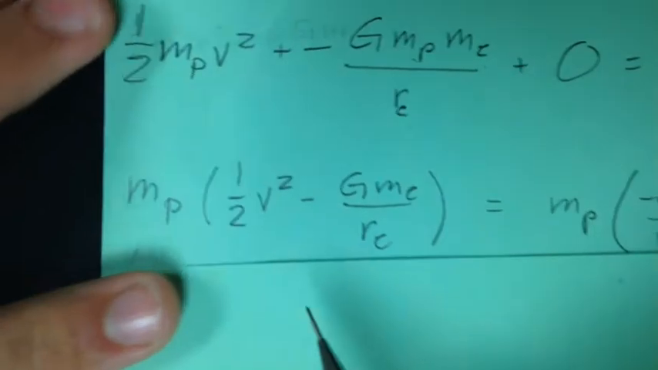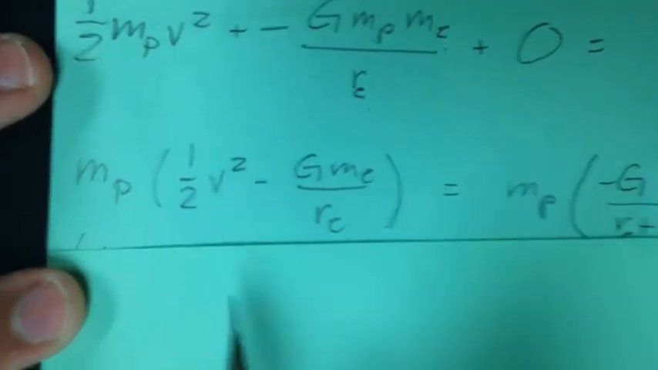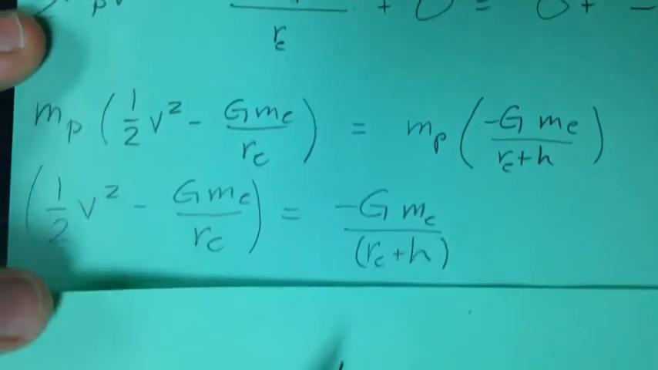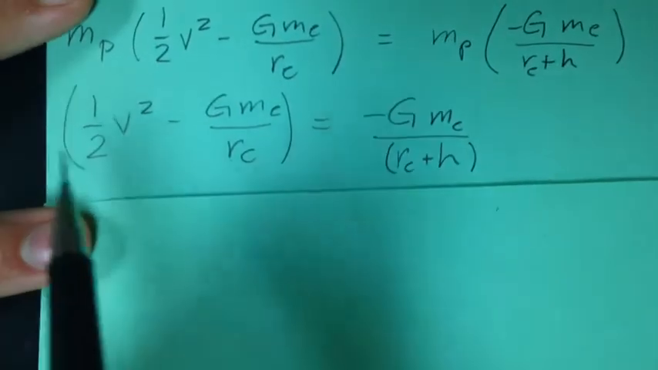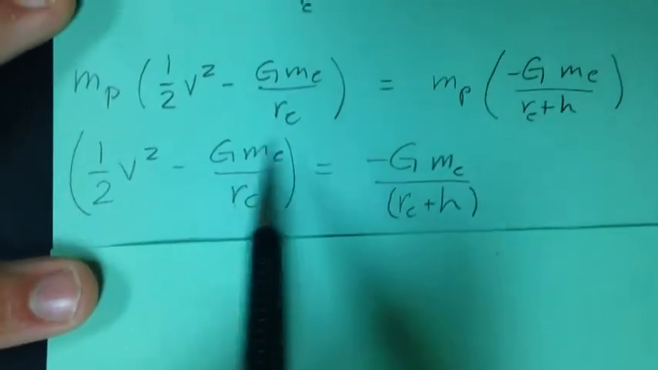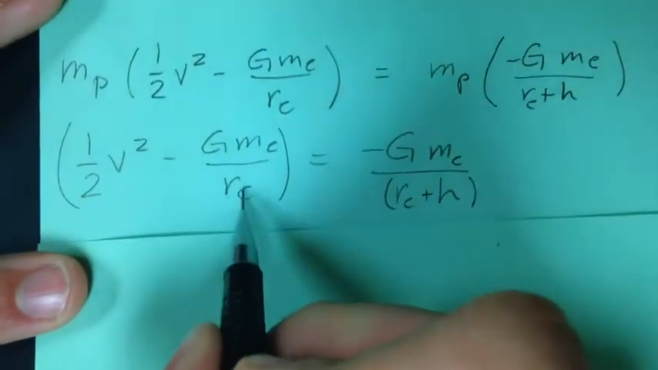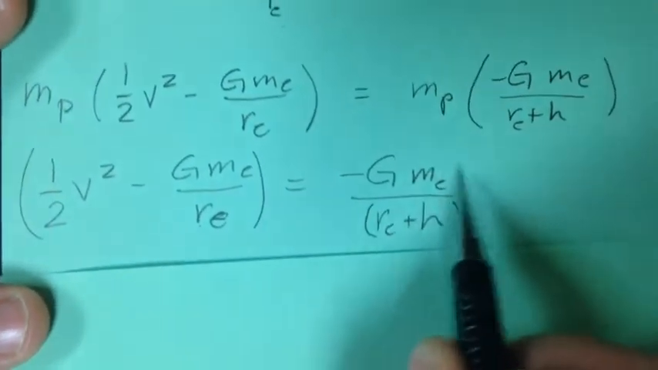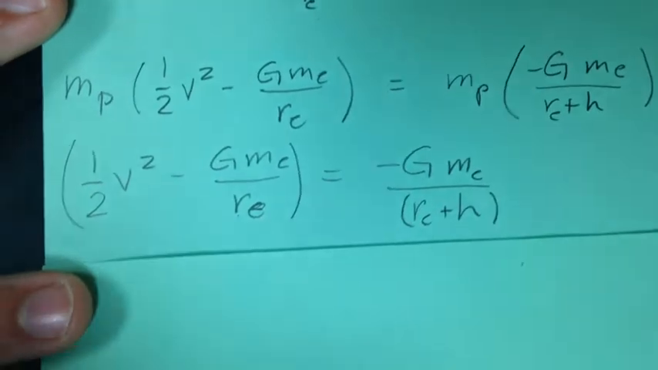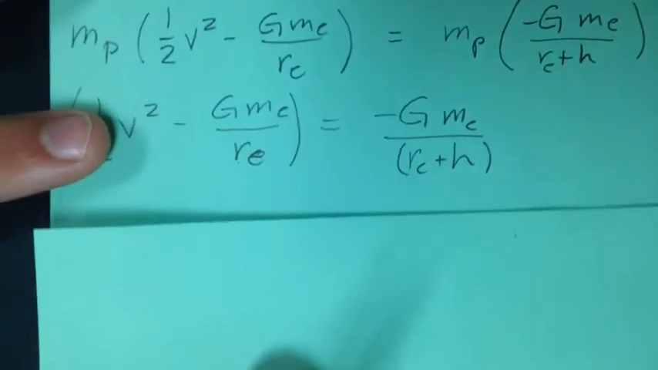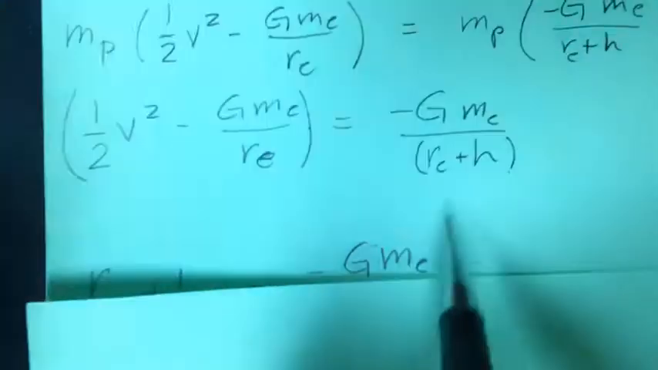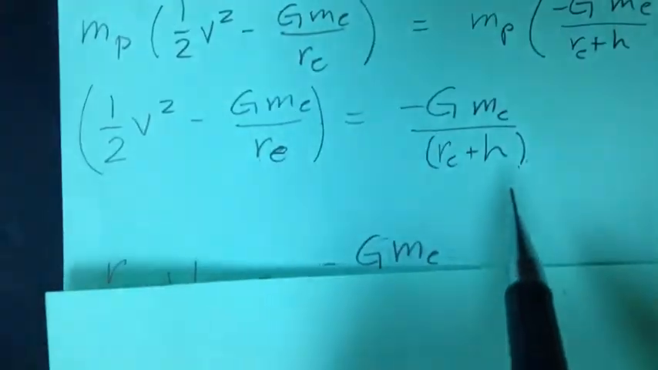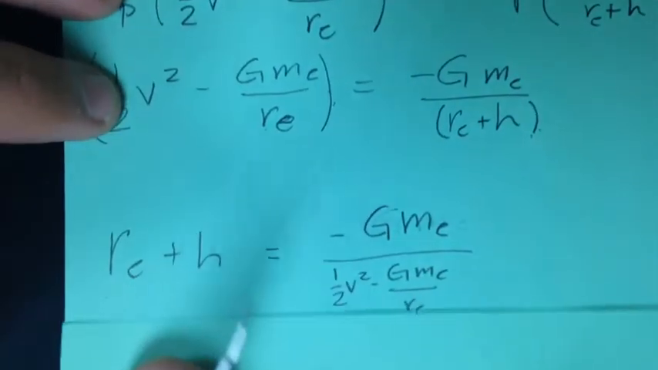First thing we can do is factor out the mass of the projectile, mp. They cancel out. 1/2 v squared minus G me over re is equal to negative G me over re plus h. What we're going to do is switch this part and this part. We're going to multiply both sides by this part and divide both sides by this part, which yields this.